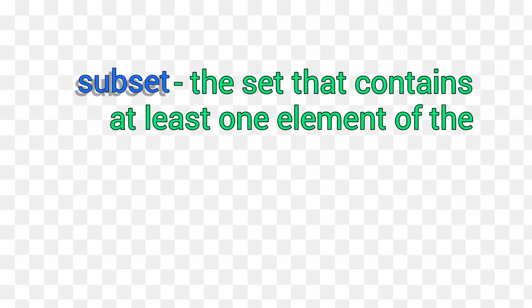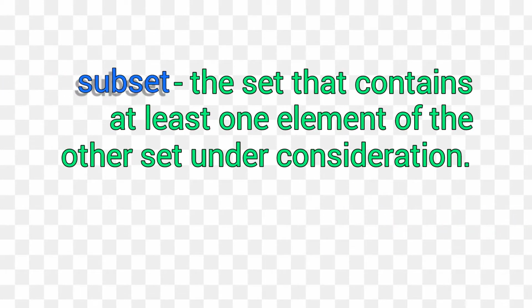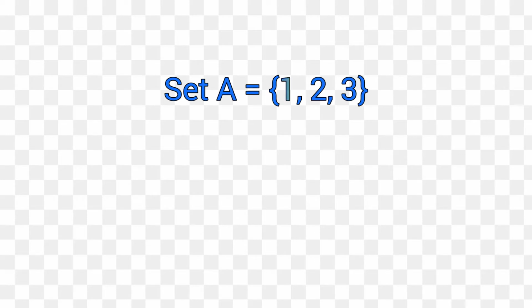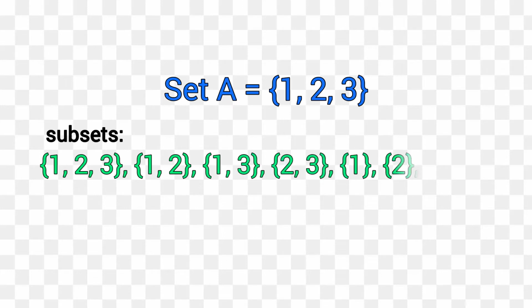We will be discussing subsets and their relation to other sets, particularly the power set. So a subset is a set that contains at least one element of the other set under consideration, which of course includes the null set. If we have set A, which contains three elements, 1, 2, and 3, the subsets are the sets that contain at least one of these elements, including, as we said, the null set or the empty set. We can see that set A has 3 elements as shown, and it has 8 subsets.